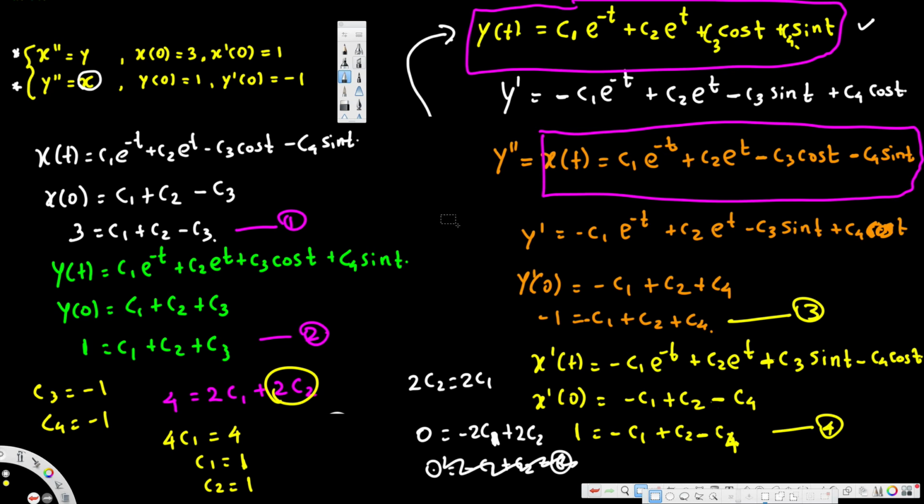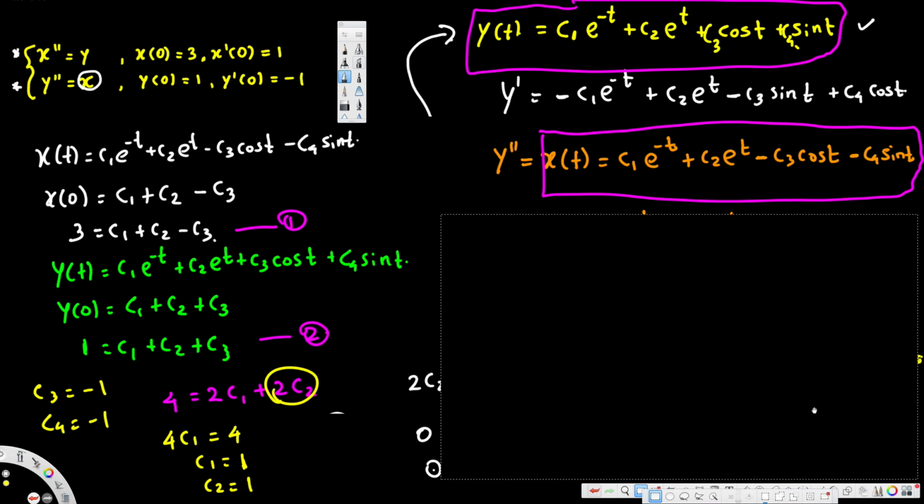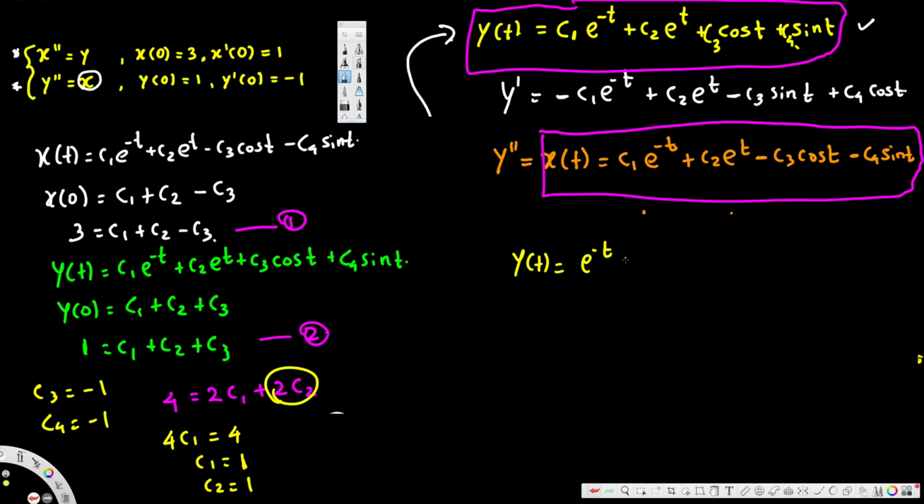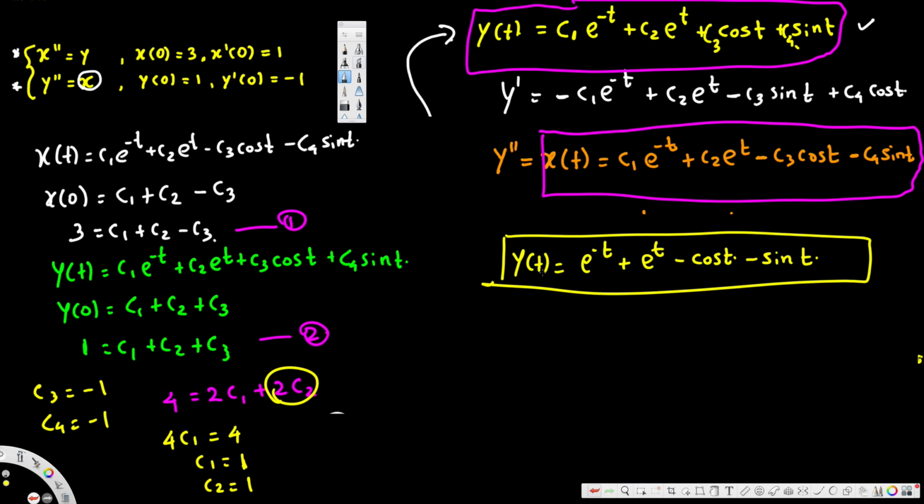Okay, let's get rid of all these things. We have y of t. y of t is equal to c1 e to the power negative t. c1 is 1, so this is just e to the power negative t, plus c2 is 1, so this is just e to the power t, and c3 is negative 1, so this is going to be negative cos t, and c4 is negative 1, so this is going to be negative sin t. This is our final solution for y of t.